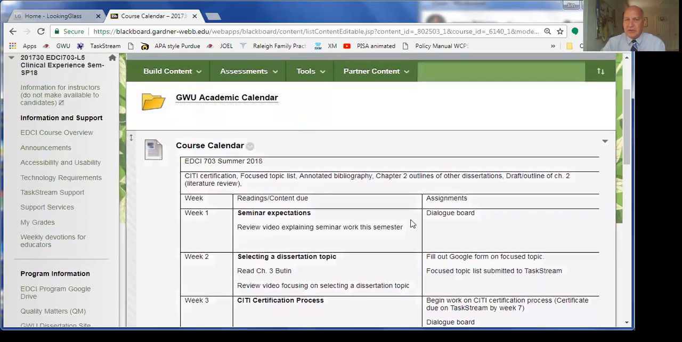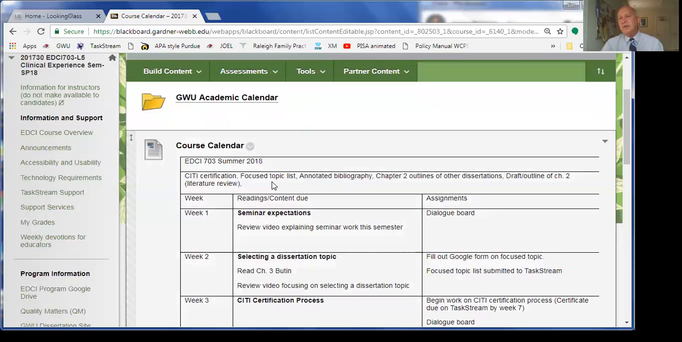If you see up top, the big things that you're to do this summer in 703 are to work on that focus topic list. You've done that. Work on your CITI certification, and that's coming up soon to be submitted into TaskStream. I think everybody is in there now, so continue work on that. You were to work on the annotated bibliography, so you should be reading and continuing to read along with 3 dissertations. As you look at those 3 dissertations, there's an assignment to outline the chapter 2 of those 3 dissertations.